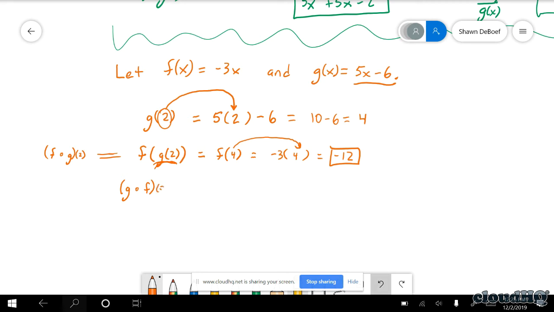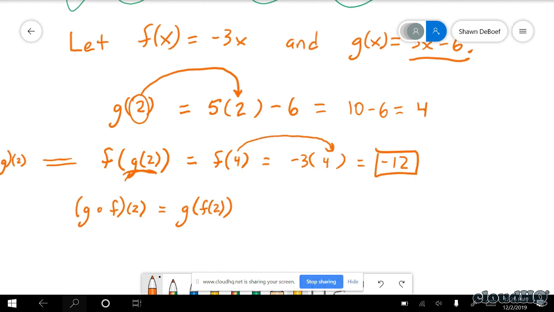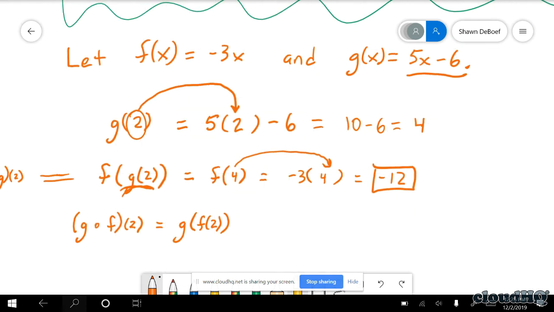Plug in 2 again. G of F of 2. Also the same thing as G of F of 2. They mean the same thing. You don't have to write it both ways, but you'll see it in each of those ways. So it's worth recognizing.